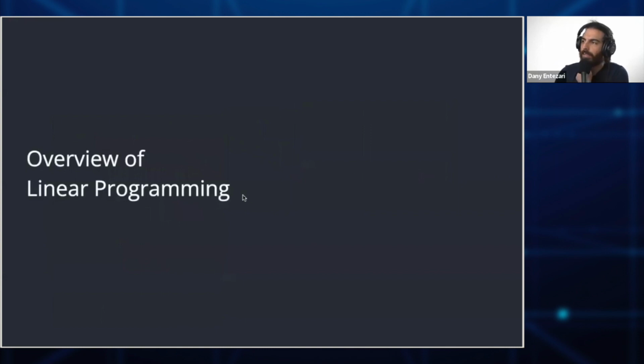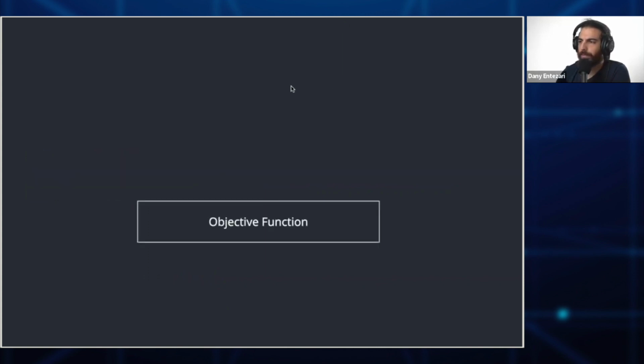Now let's talk about linear programming. Linear programming is very close to linear algebra, and it has this primary component called the objective function. It's just a function, but the point here is to either maximize the function or minimize the function, given some constraints.